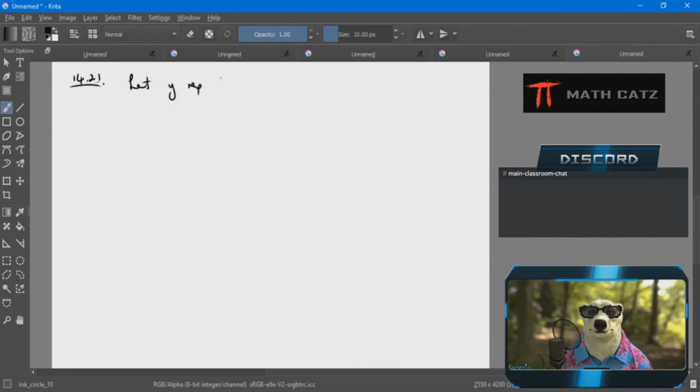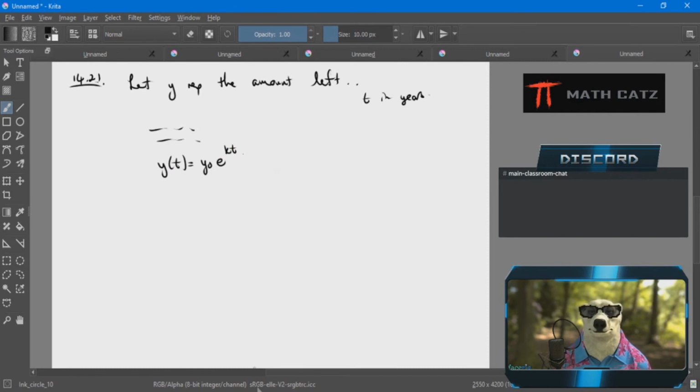Y is still going to represent the amount of carbon-14 left, and t is in years, just like before. So we're going to get the same equation, same function, some initial amount, y0 e to the kt.